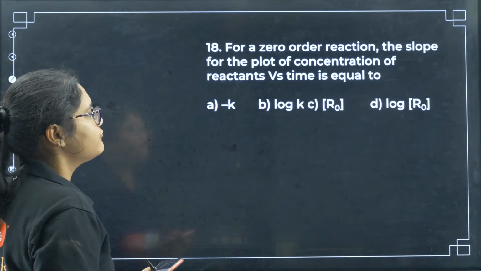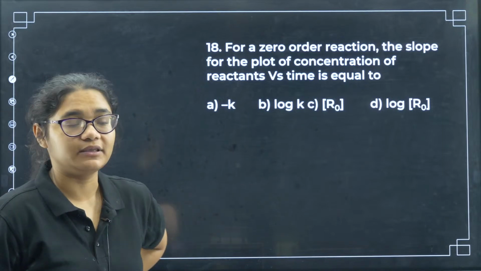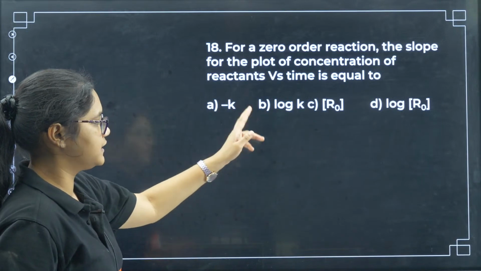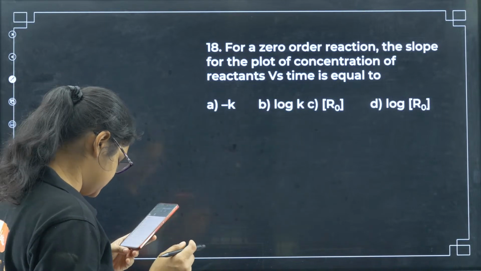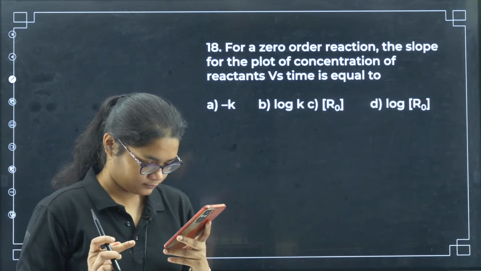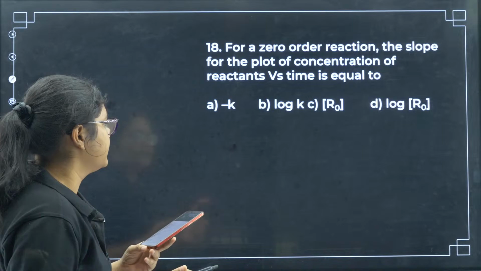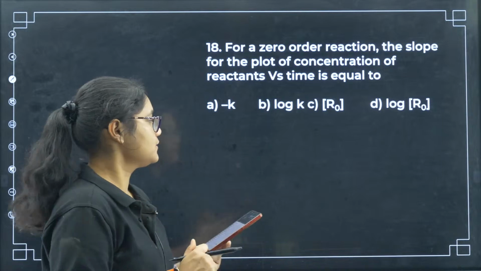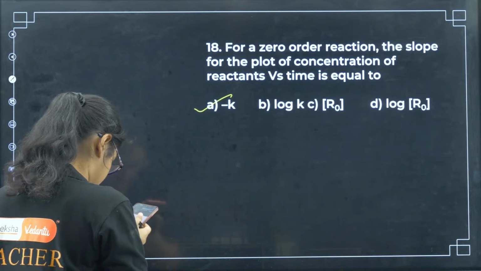Next, question number 18. For a zeroth order reaction, the slope of the plot of concentration of reactants versus time is. So now you have to calculate the value of the slope. Is it minus k, log c, r0 or log r0? Easy question, students, you can easily guess it. Just now I discussed what the slope is here. 18a, yes, minus k is the correct answer.